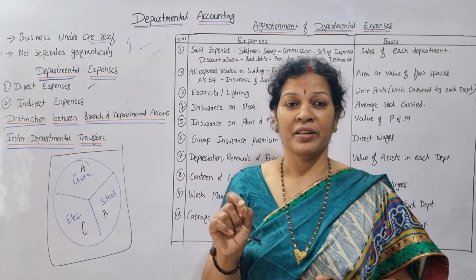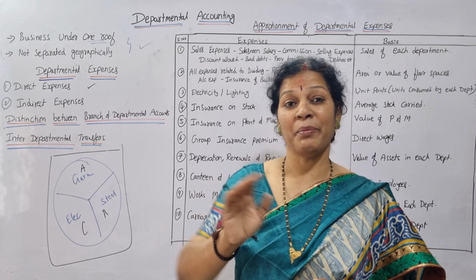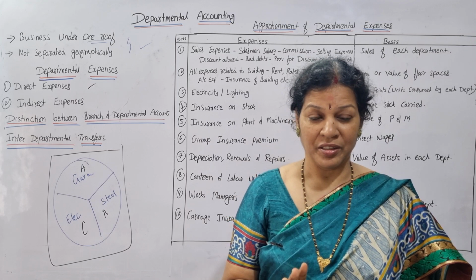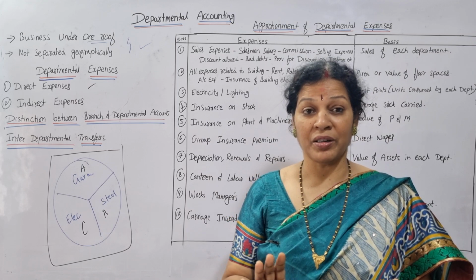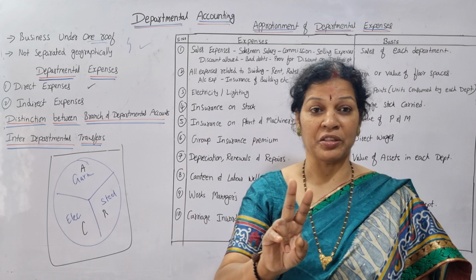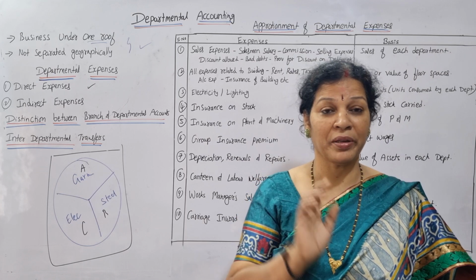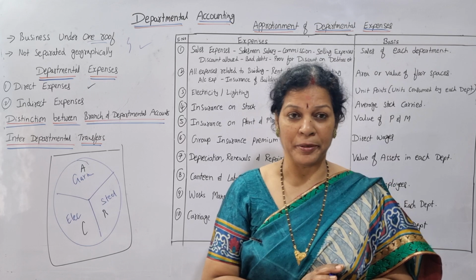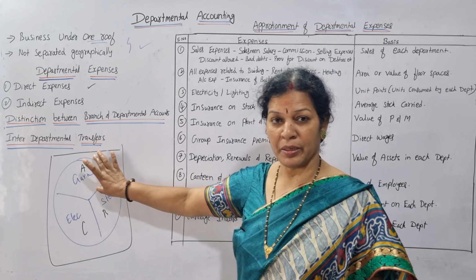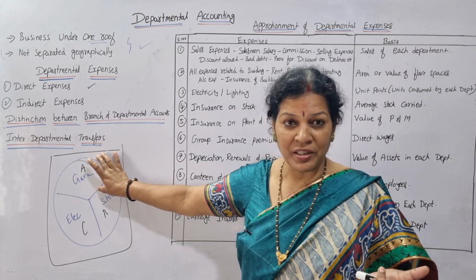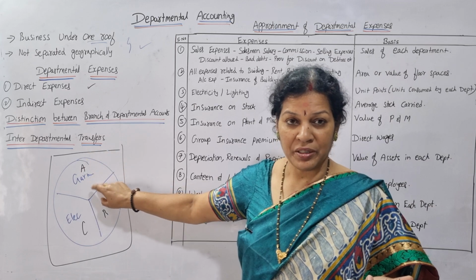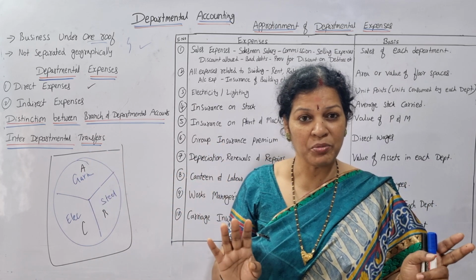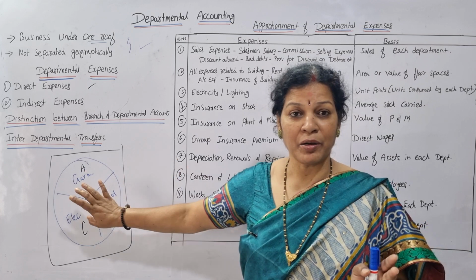One is the expenses which can be allocated easily, and the other is the expenses which are not allocated properly. Expenses which can be allocated easily means, for example, salaries to department A. People who are working in department A, we have to pay the salary. It is very clear. Those who are working in department A, for them we pay the salary, and those salaries will be debited in the departmental account of A only.